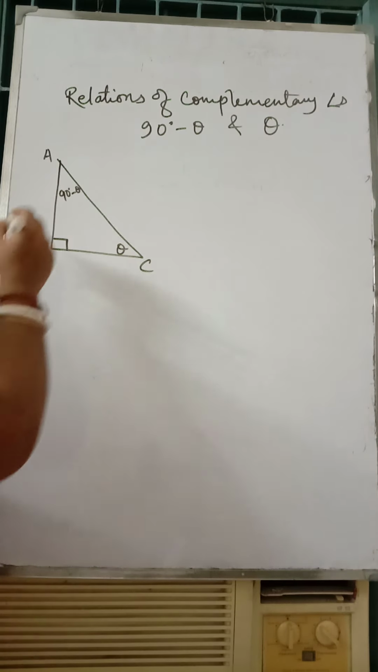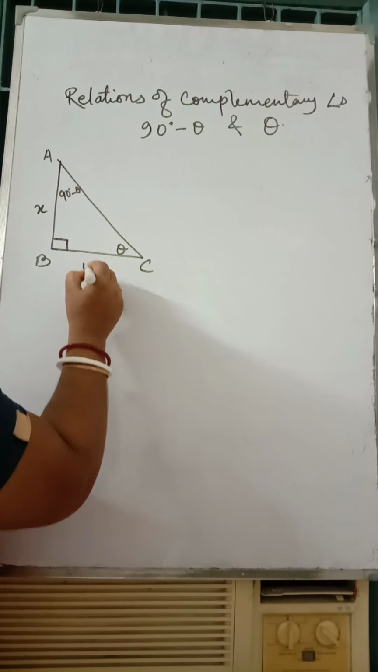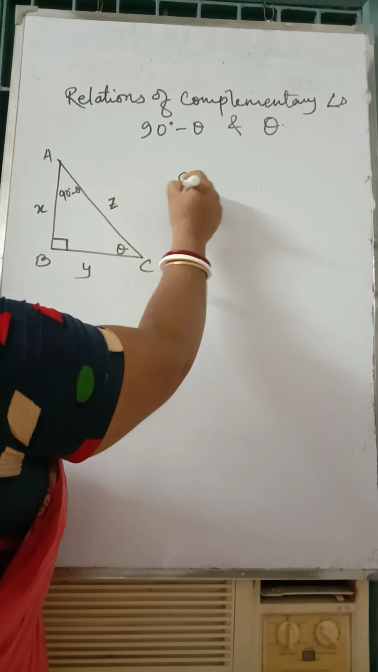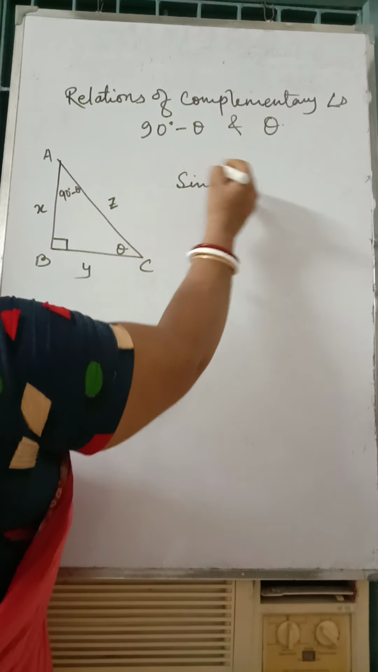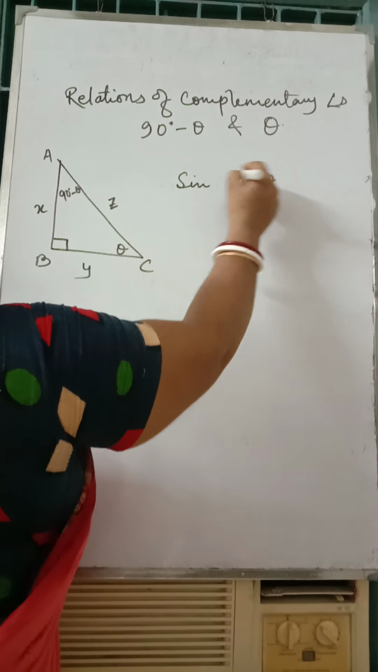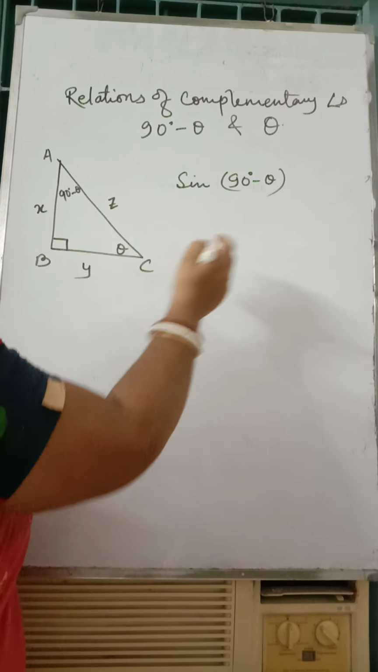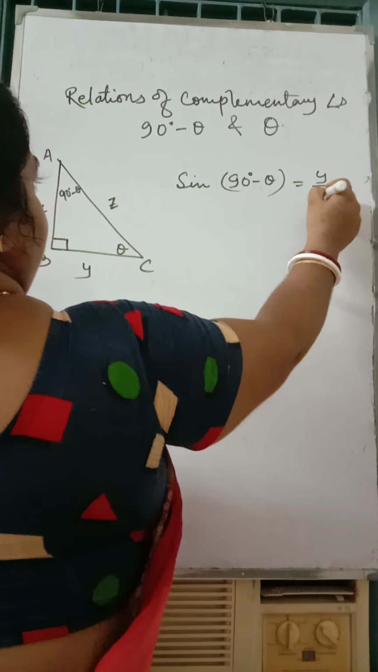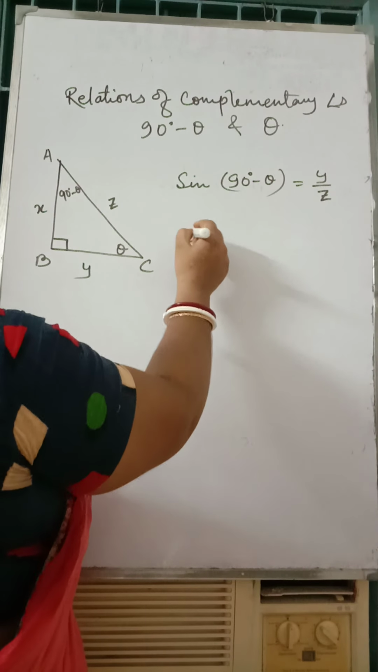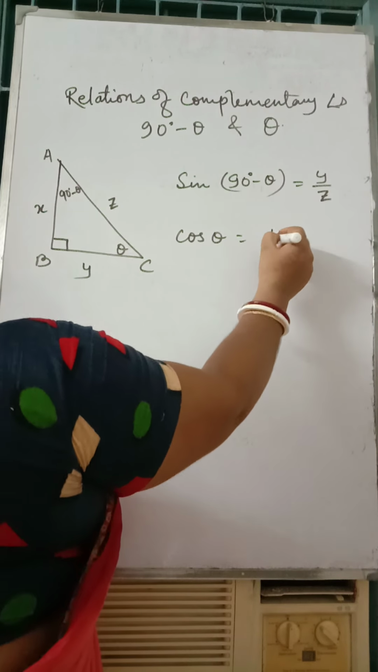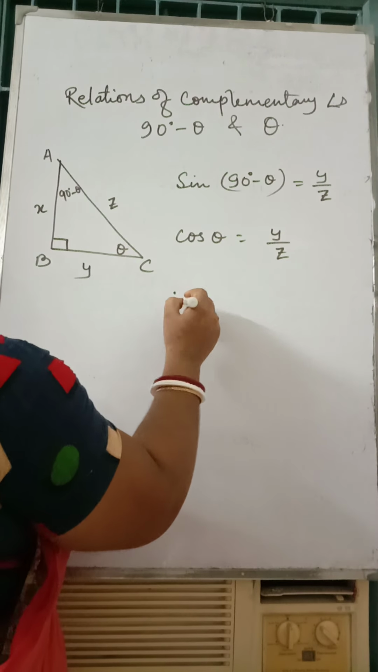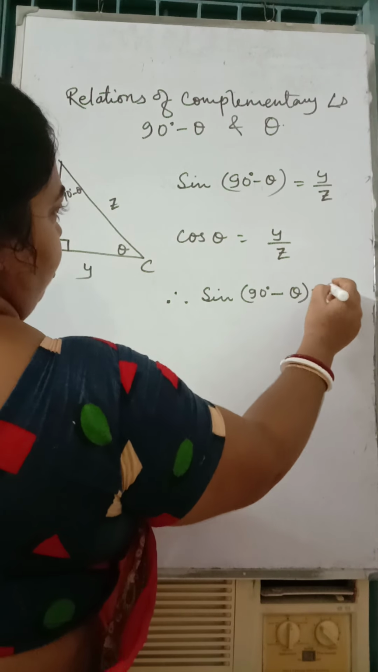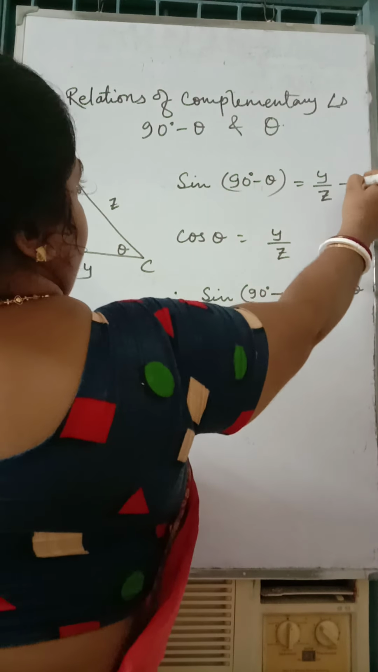Just for example, if I take AB as X, BC as Y and AC as Z. Okay, just tell me, my dear, sine 90 minus theta, what does it represent? According to this angle, this is perpendicular Y by Z. And cos theta also, what does it represent? Y by Z. So therefore, what can we see? Sine 90 minus theta is equal to cos theta. This is number 1 and this is number 2.